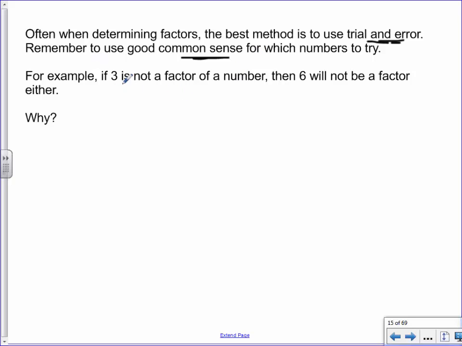Here's another example. Let's say that 3 was not a factor of a number. Why should you not bother with 6 then? Another way of putting it is that 6 is made up of 2 by 3, right? So if 3 didn't work, how is something that is 3 by 2 going to work? 3 already wasn't going to work. So sometimes you can use some logic and say, okay, 4 didn't work, don't bother with 8. 9 didn't work, don't bother with 18. 2 didn't work, don't bother with 4 or 6 or 8 or 10.